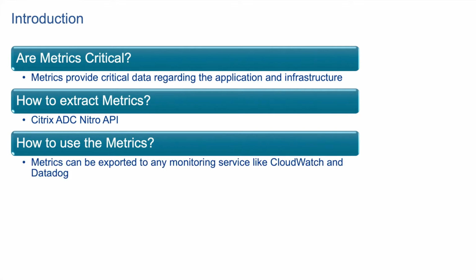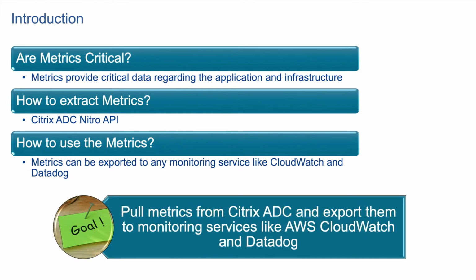Now, these extracted metrics can be exported to any monitoring service like CloudWatch, Datadog, Google Operations, and so on and so forth. So the goal of this session is to see how easy it is to pull metrics from Citrix ADC and export them to monitoring services like AWS CloudWatch and Datadog.